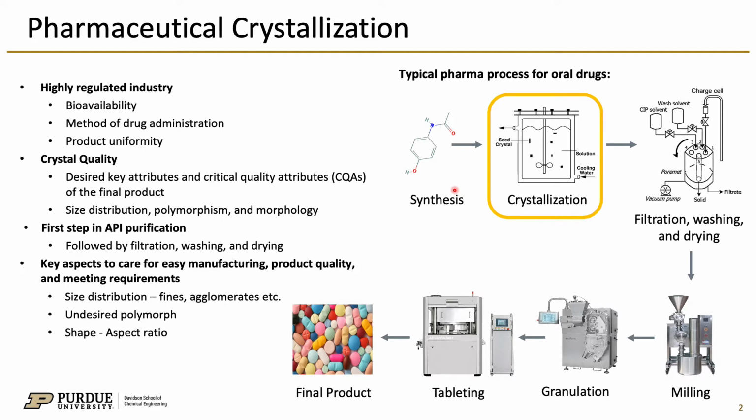After the synthesis of the active ingredient, the mass production starts with crystallization, followed by further separation steps such as filtration and drying, and size and shape adjustment steps such as milling and granulation before the final product is obtained.